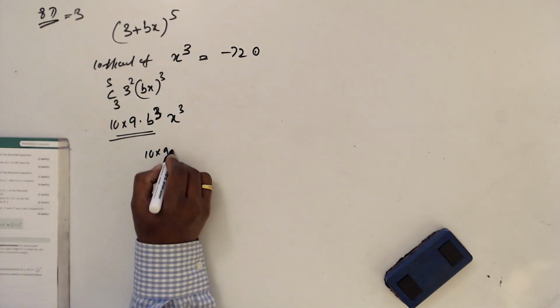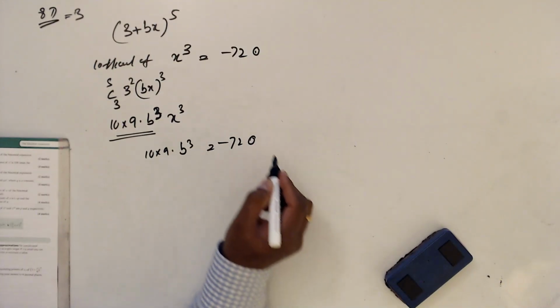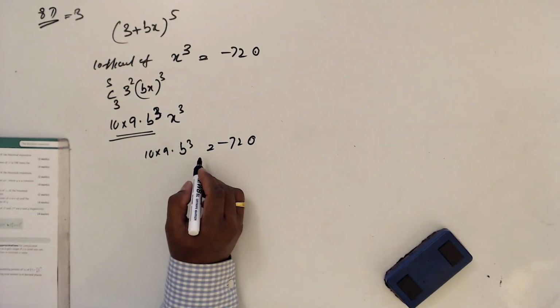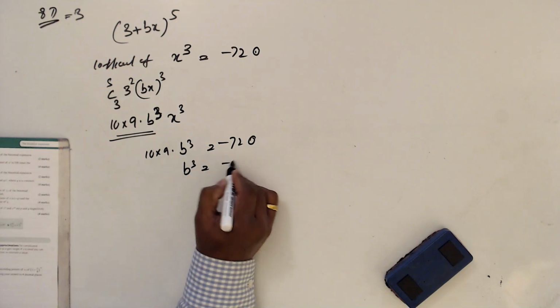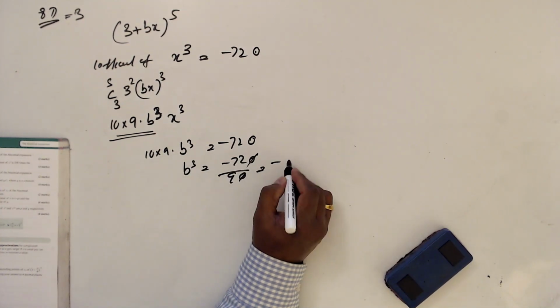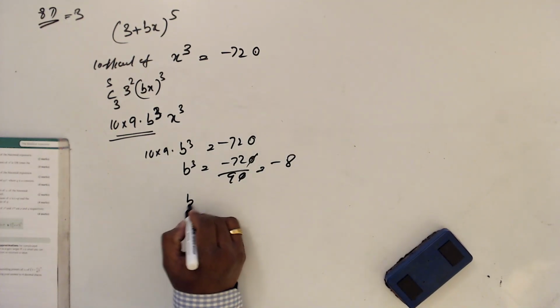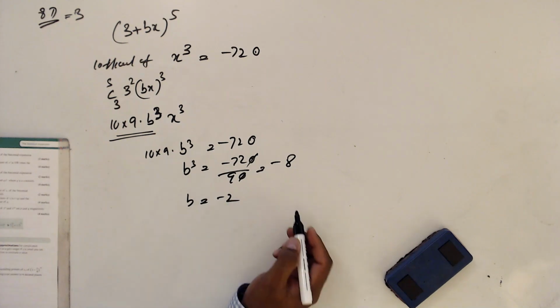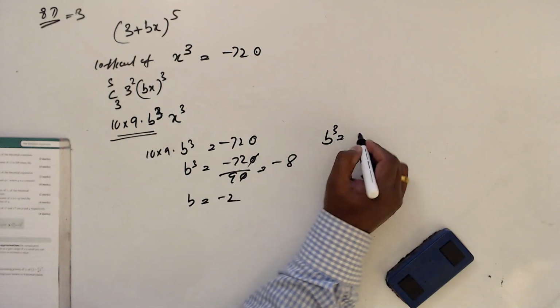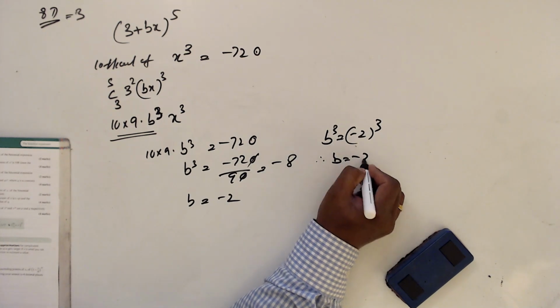10 times 9 times b cube equals minus 720. b cube equals minus 720 divided by 90. So that is going to be minus 8. So b equals minus 2. b cube means minus 2 cube, hence b equals minus 2.